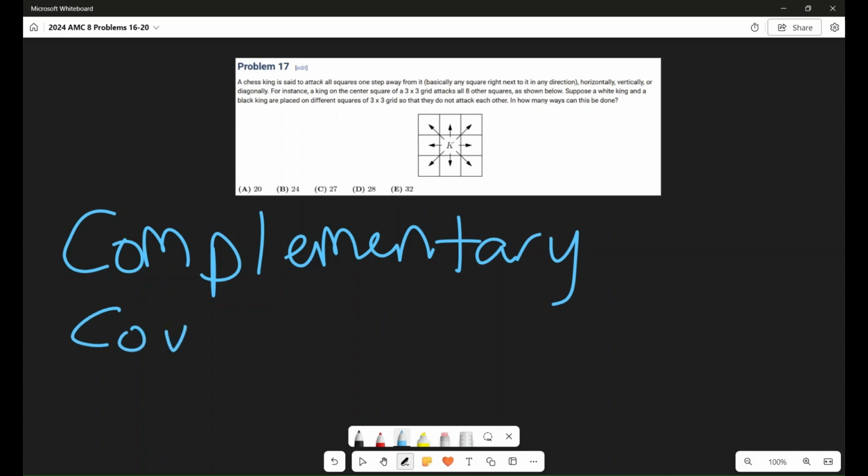Complementary counting. So the idea of complementary counting is to count what you do not want. So how many ways are there for the two kings to be next to each other? So let's start by counting that.